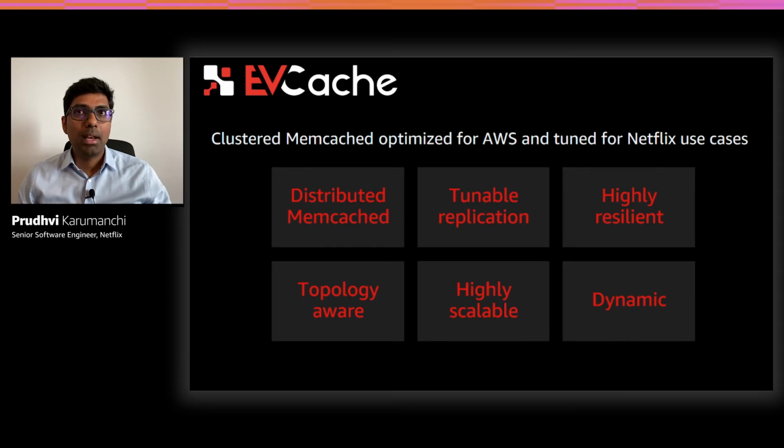Okay, so let's talk about the cache that is involved. So we're talking about EV cache, which is both a client and server-side component which makes Memcached distributed in nature, and it is optimized for running on AWS, and it is tuned for running all the Netflix use cases. It has a lot of features that are built in, which enables features like replication, and it is highly resilient. Also, it is topology aware. Also, there are a lot of features that we could enable or disable on the fly, which make it very powerful.